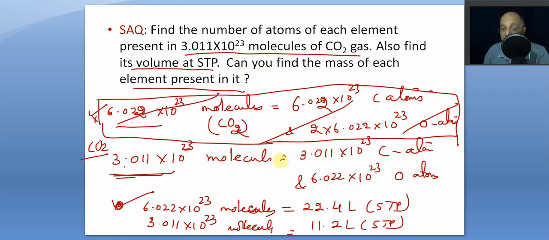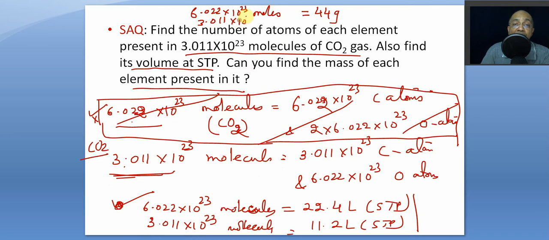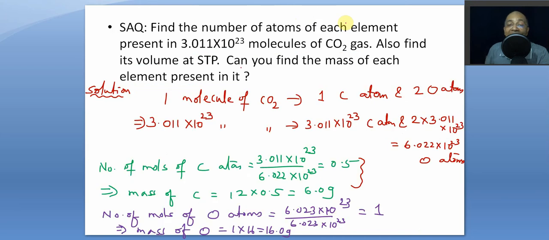Can you find the mass? Yes, we have not found the mass. Mass is very simple. You can find it from the number of molecules: 6.022 into 10 to the power 23 molecules will weigh 1 mole, which is 44 gram. Then 3.011 into 10 to the power 23 molecules will be equal to half of that, 22 grams. So I have done it here. Somehow, because I love moles, I have found the number of moles of carbon atom is 0.5.